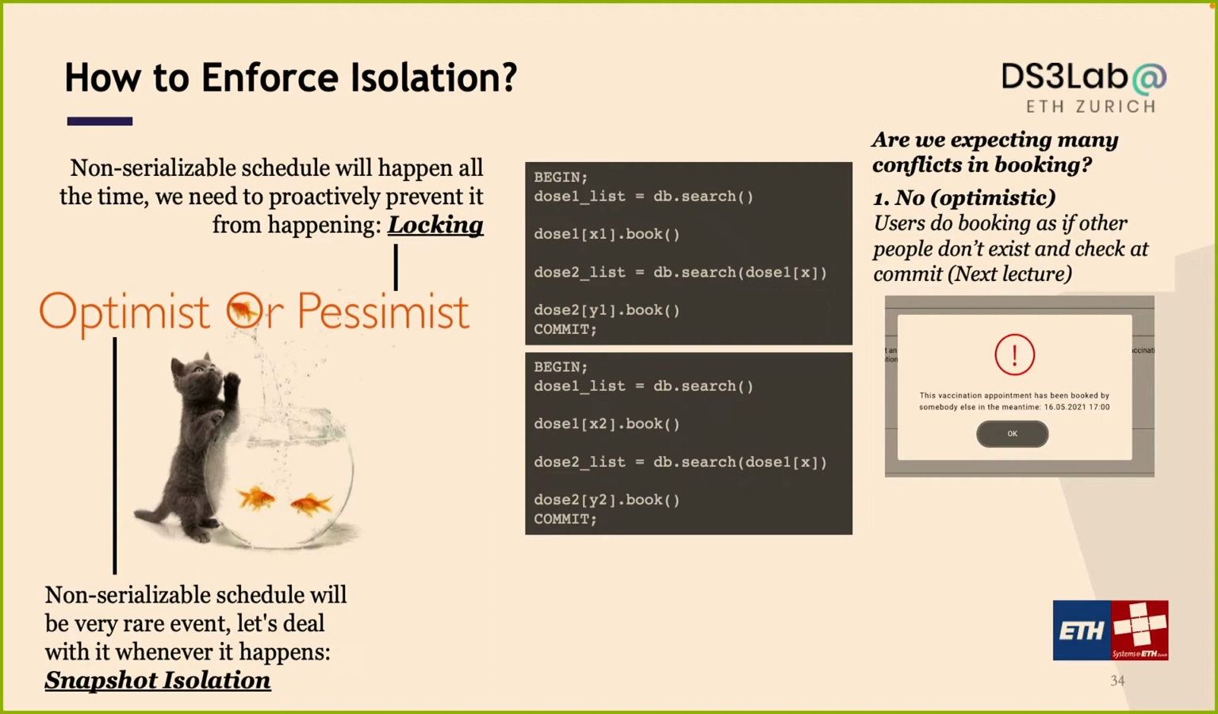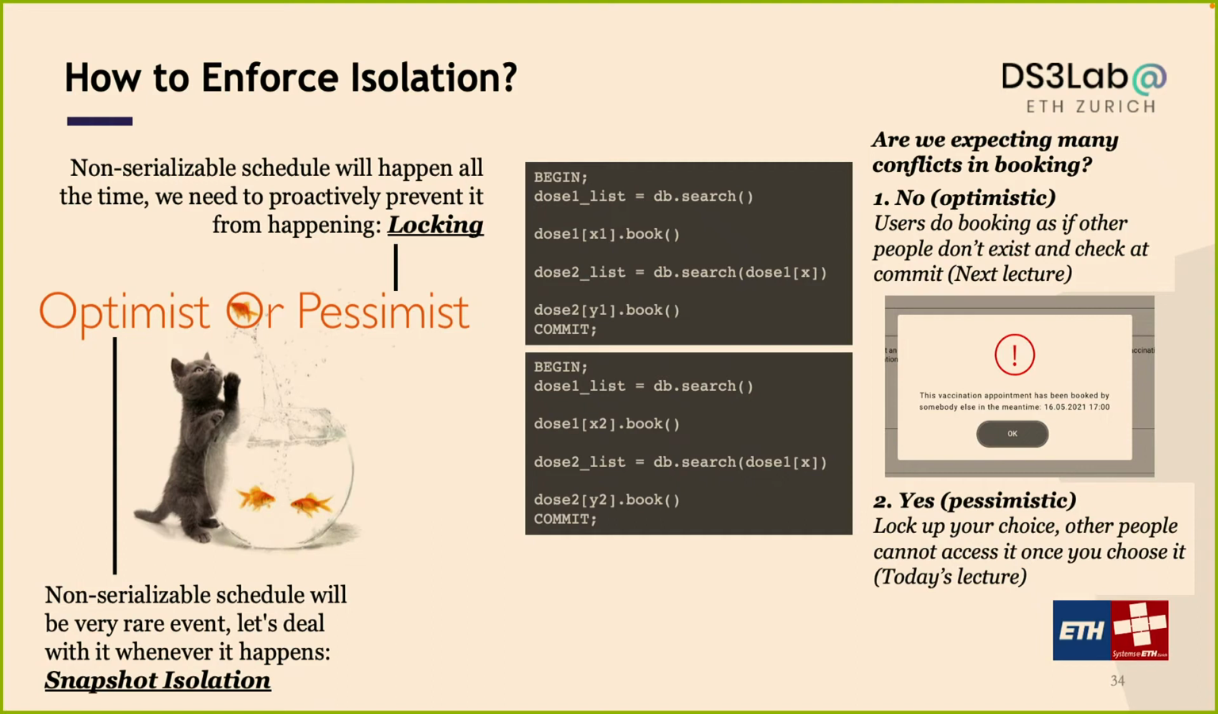Essentially, underneath the cover, when you see something like this, the system is taking a very optimistic view about your workload. That is, it's very rare that two people book the same slot. That is the underlying assumption. Again, assumption can be wrong, but this is the assumption. Given that assumption, you have the system design.